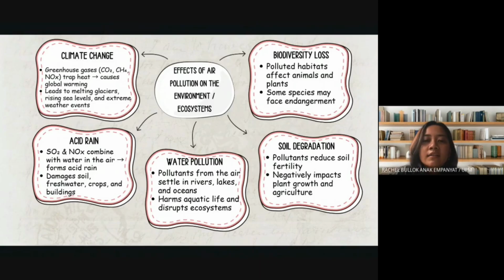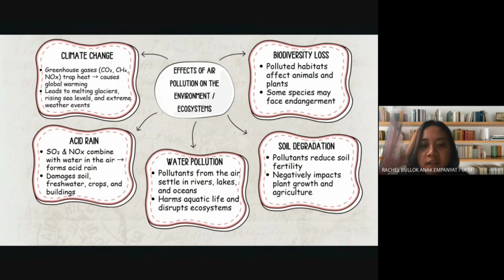And the third is biodiversity loss. When air pollution damages habitats, animals and plants are affected. Some species may struggle to survive and even face endangerment. This reduces biodiversity and affects ecosystem balance.